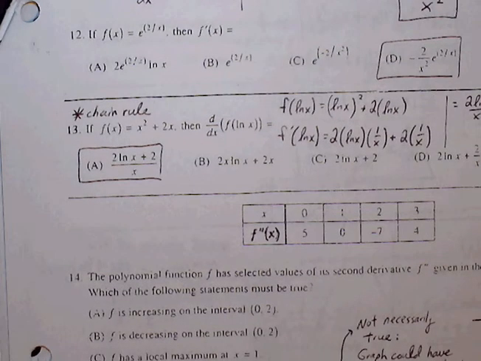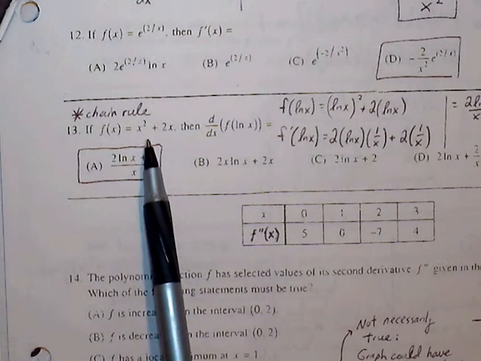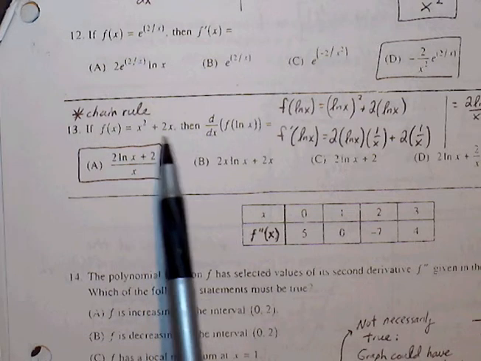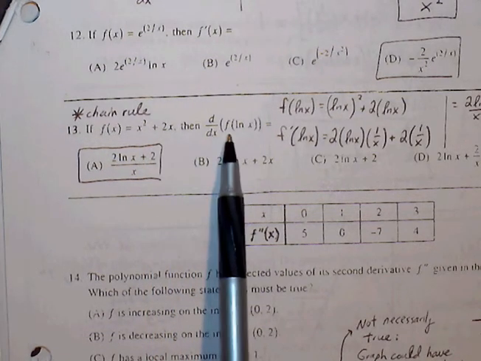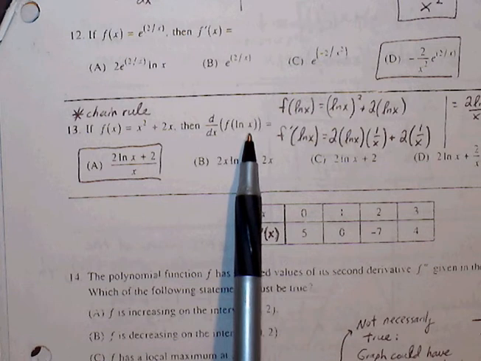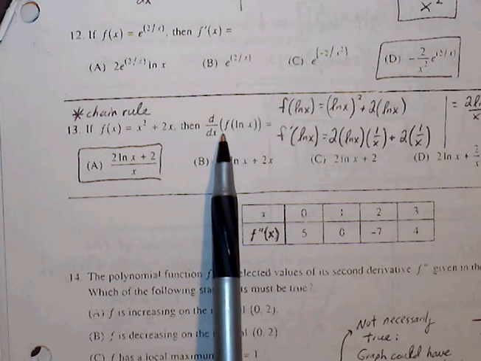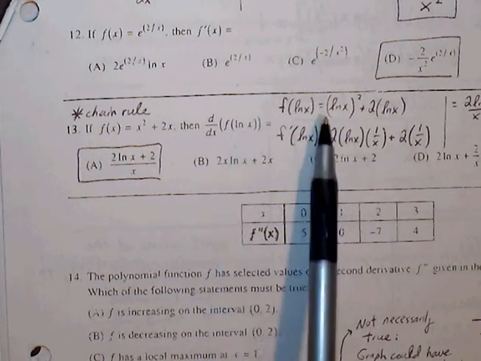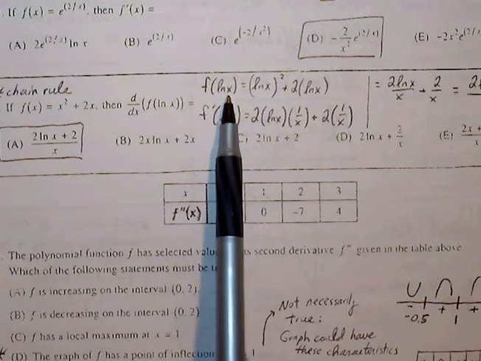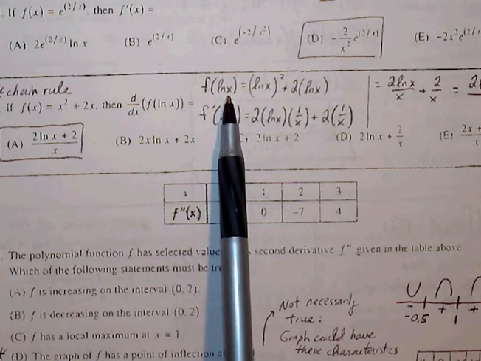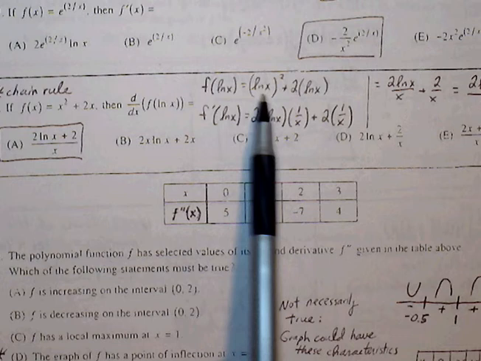Okay, 13. If f of x is equal to x squared plus 2x, then the derivative of f of natural log of x is equal to. So first, let's figure out what f of natural log of x is equal to. So f of natural log is simply replacing every x we see with natural log of x. So here is my f of natural log function.